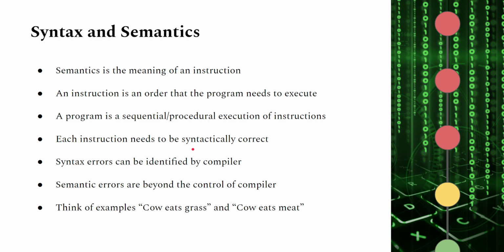Now what is the difference? I already have brought the two words as headers. Here we have semantics, and here we have syntax. Syntax errors can be identified by the compiler. Semantic errors are beyond the control of the compiler. So what is syntax? Let's give an example using normal sentences.